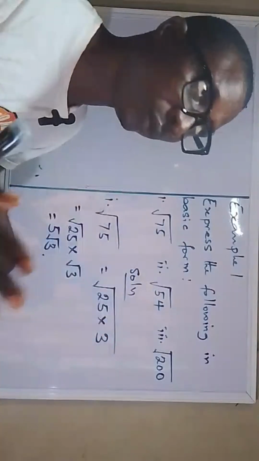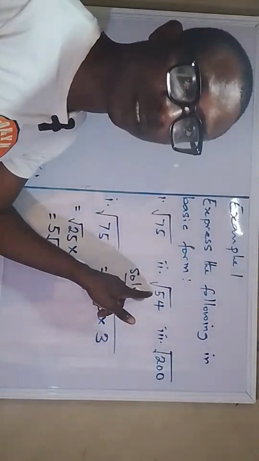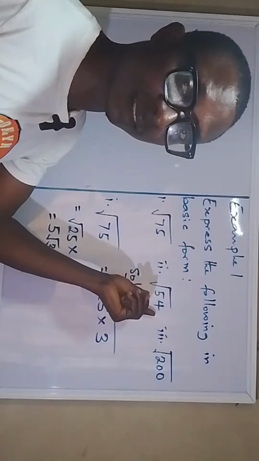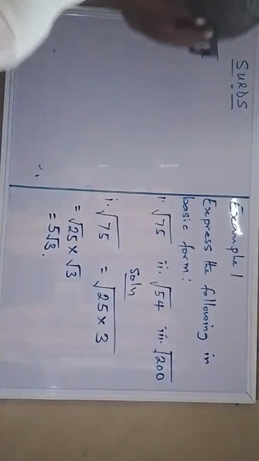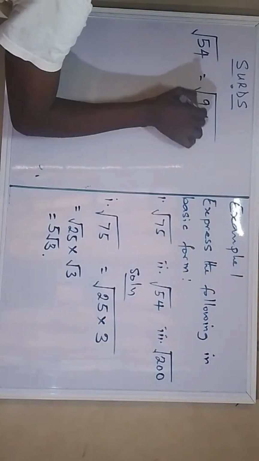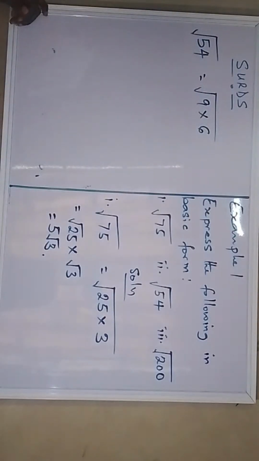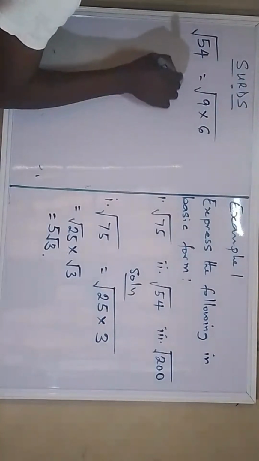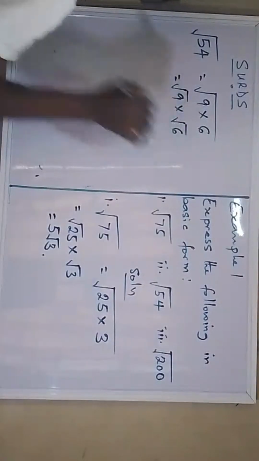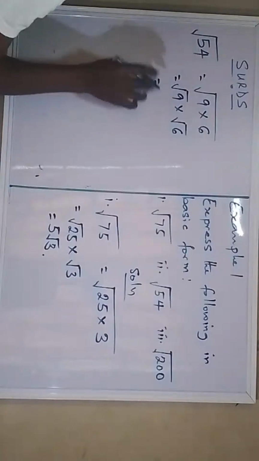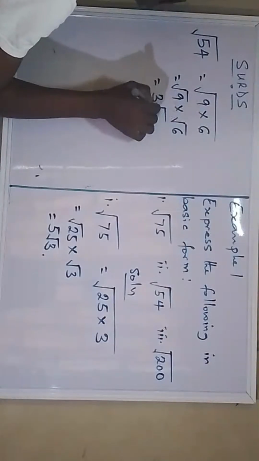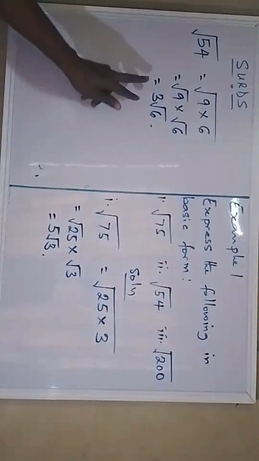So you begin to look at it now. 9 times what will give you 54? That's 9 times 6. So I'll be expressing this as 9 times 6. So I now have a perfect square. So square root of 54 now becomes square root of 9 times 6. 9 times 6 is 54. So this gives you square root of 9 times square root of 6. Now square root of 9 is what? 3. So we have 3 times square root of 6. So this is going to be the answer. This is the basic form of this.